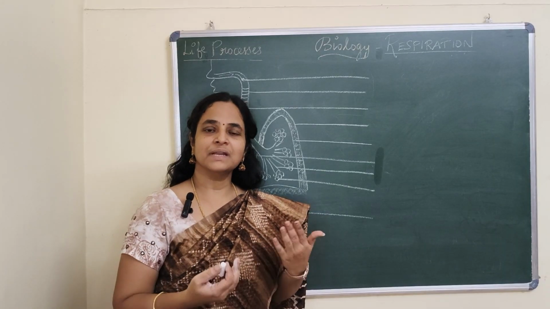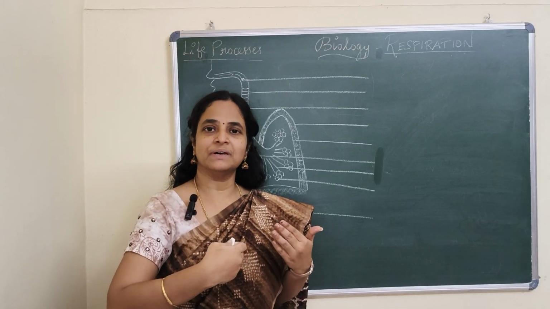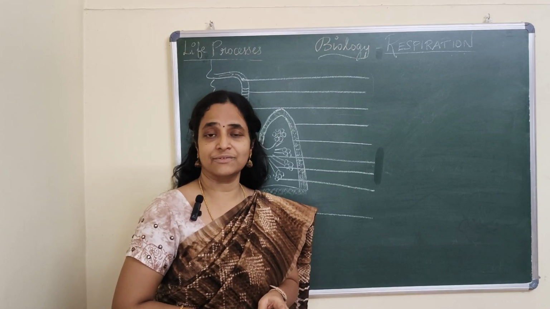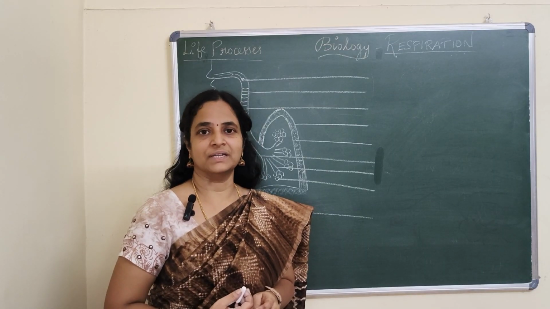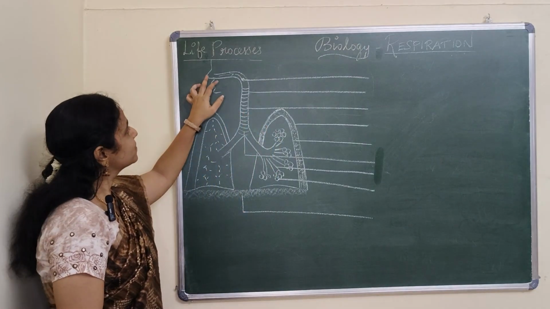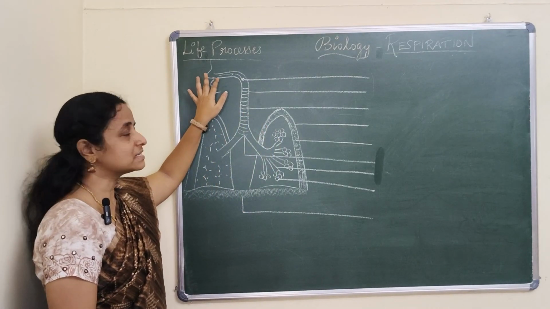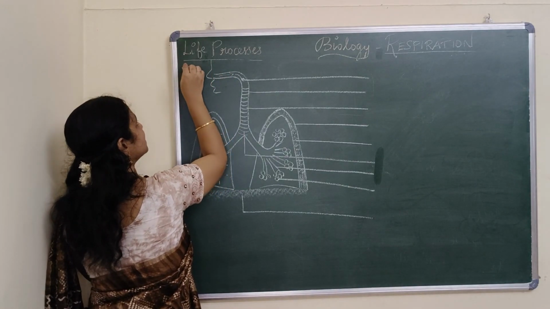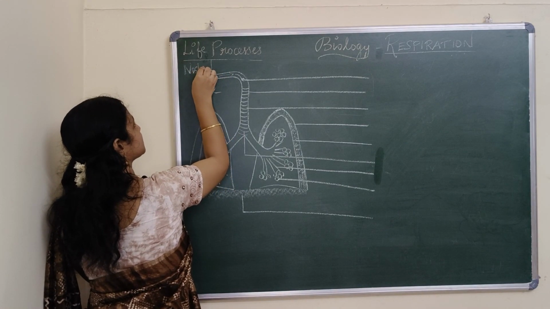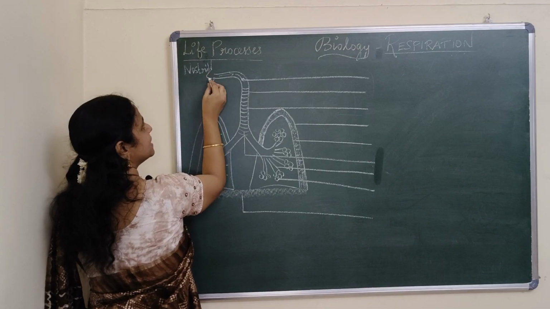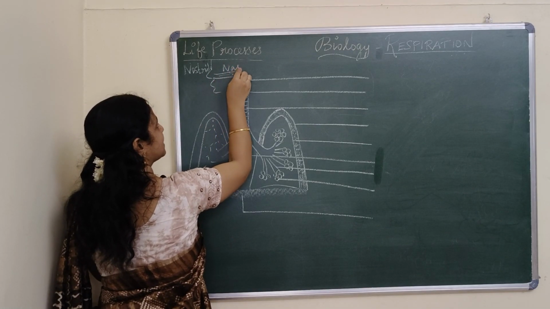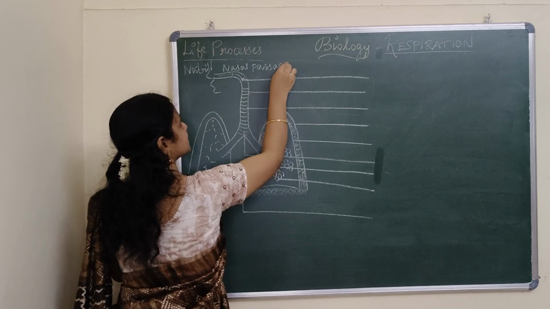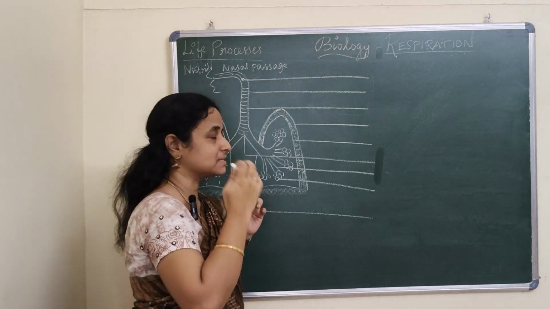And sometimes when the dust enters deeper, we either sneeze or cough immediately, which is a reflex action of our body. So now, our respiratory organ starts with the external nostrils. The next is the nasal passage.